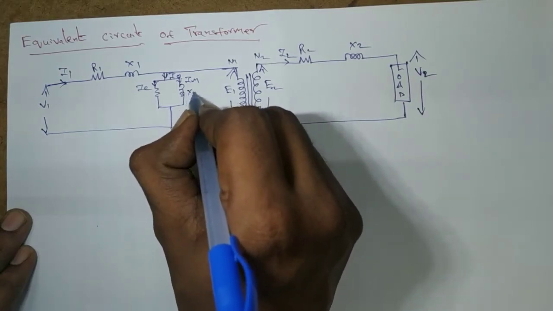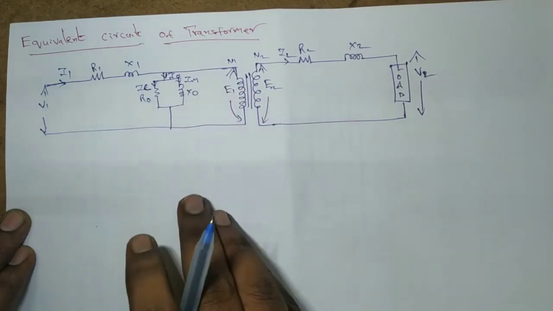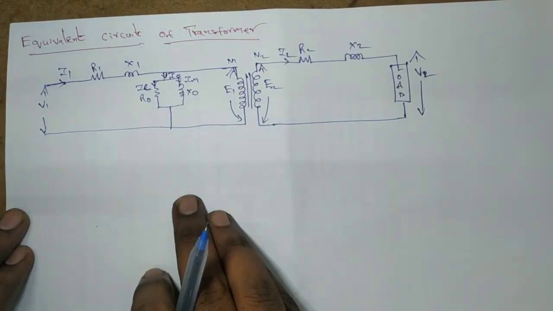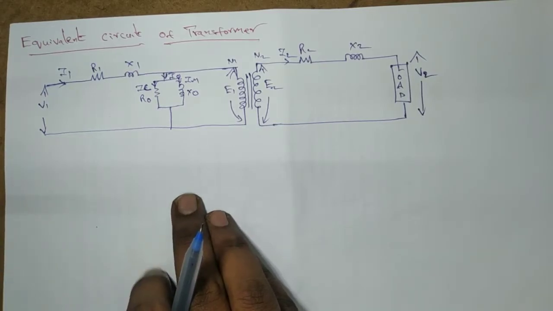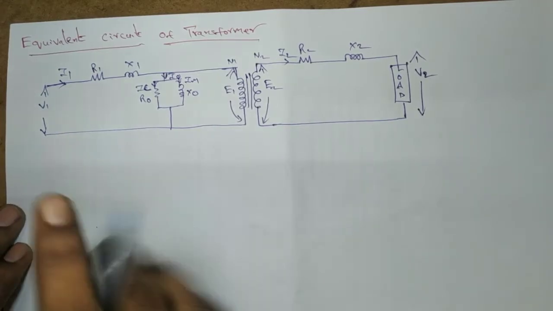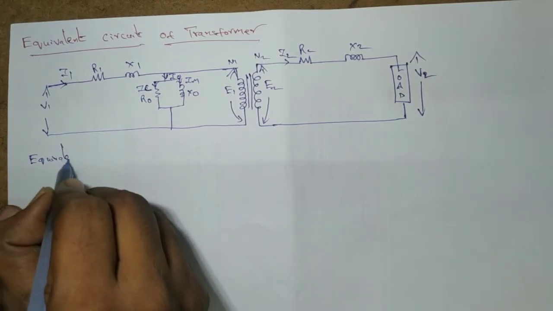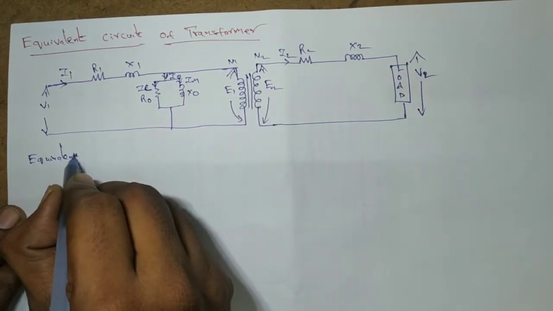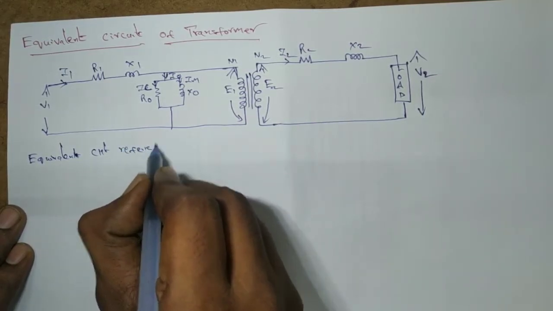So the IC current flowing branch is nothing but R0 and the IM flowing branch is nothing but X0. So this is the actual equivalent circuit for a transformer, in which R1, X1, IC and IM are related to the primary side of a transformer, whereas I2, R2, X2 are related to the secondary side of a transformer. Now, we will draw the equivalent circuit referred to primary. That means all these parameters are shifted to the primary side of a transformer.